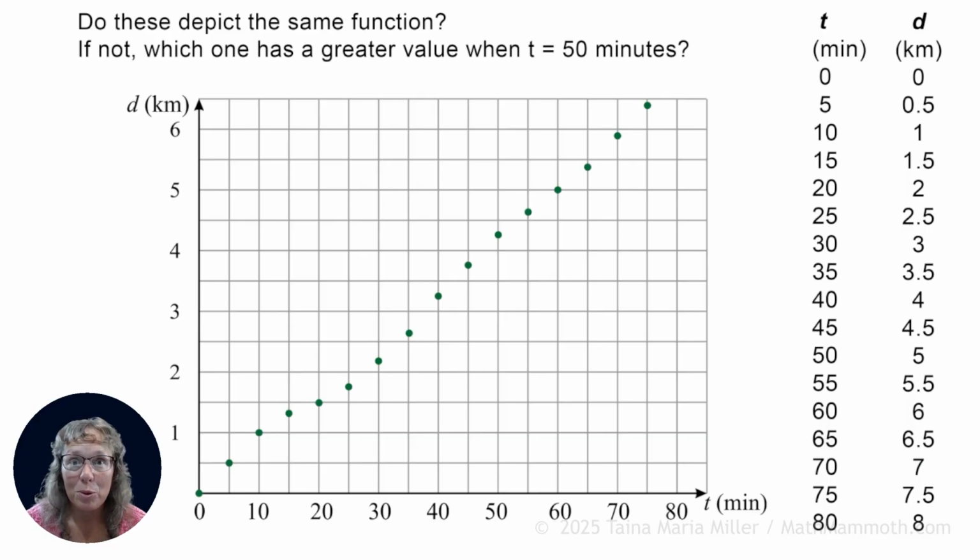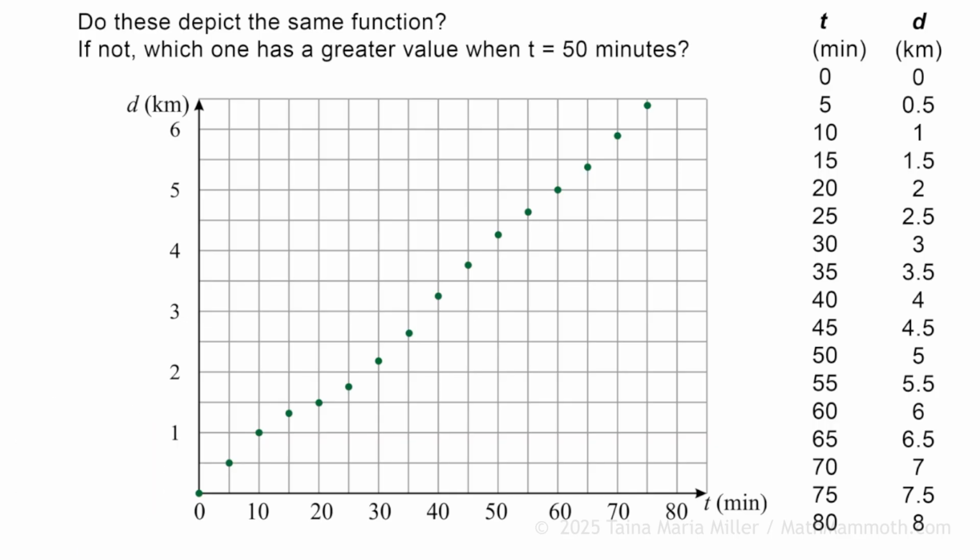All right. Do these two depict the same function? And if not, which one has a greater value when t equals 50 minutes? This function is given as a graph, lots of points. Again, we have time on this axis in minutes and distance in kilometers here. And here we have time and distance again, and these values. Do these depict the same function? They both start at 0, 0, okay, and at 5, here's 5 minutes and half a kilometer. These two values are the same.